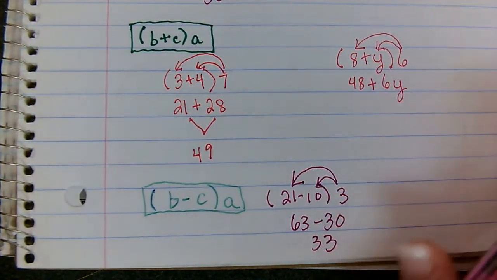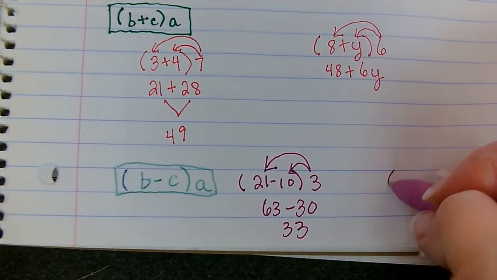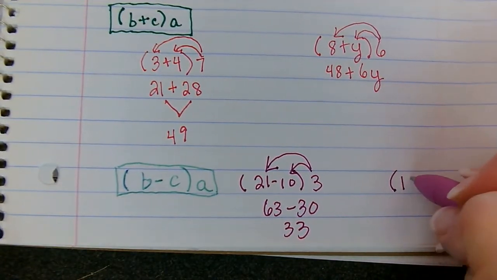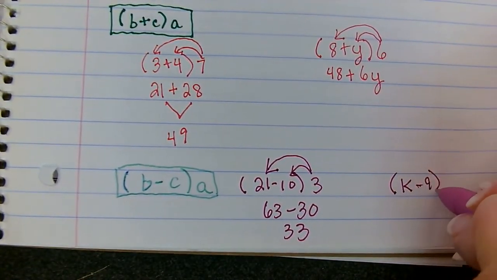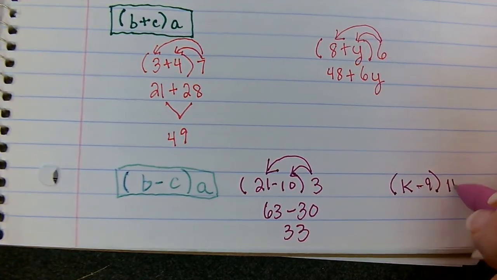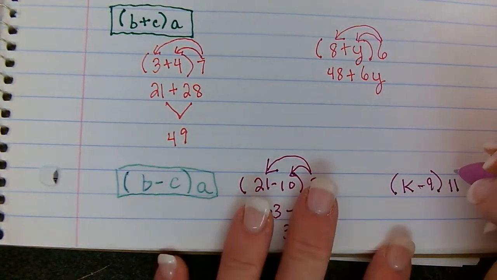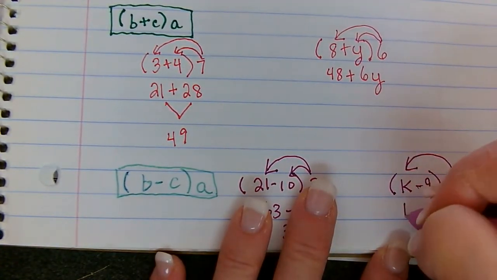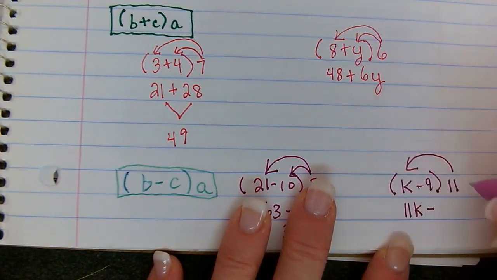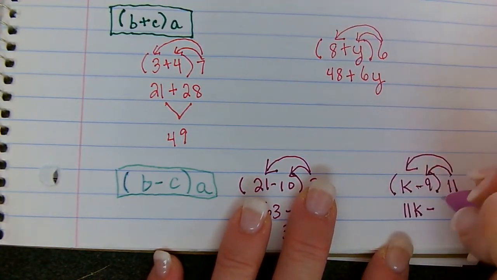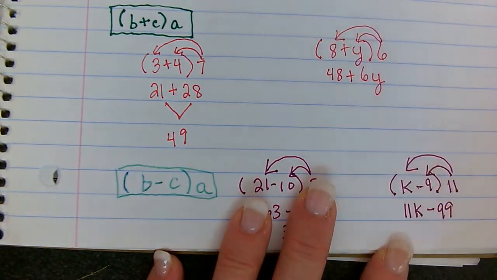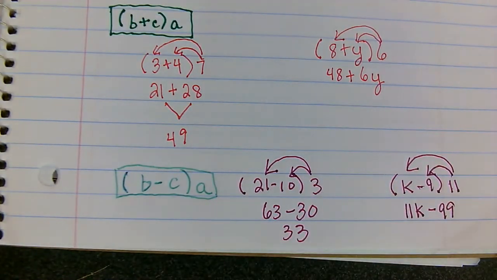Okay? One more sample, parentheses here, and let's go with k minus 9 in parentheses, 11 on the outside, and multiply 11 times k is 11k. Bring down your subtraction sign, and 11 times 9 is 99, and that's as simple as it gets. Now let's continue on to our next page.